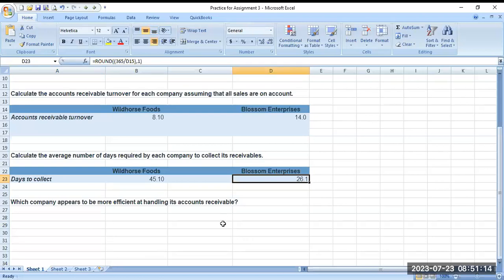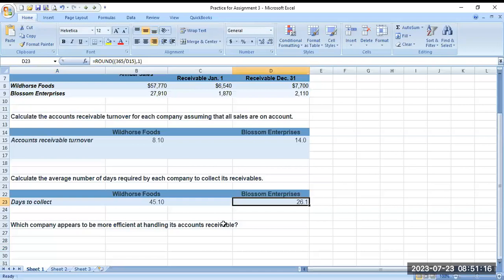Make sense? Now here we can do some analysis. What might improve our accounts receivables? Now watch this. If I increase my sales on credit without changing my beginning and ending balance, is this going to improve my accounts receivables? Well, let's see. Instead of 57, let's go to 70,000.